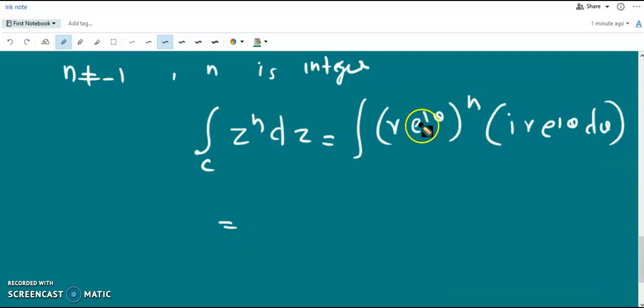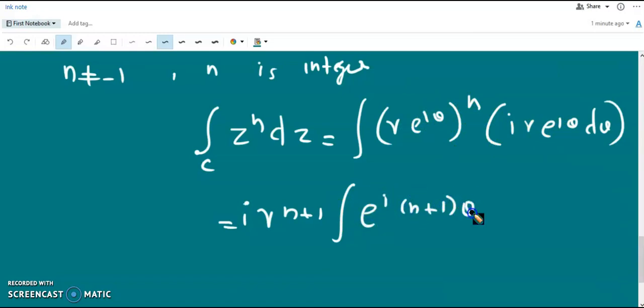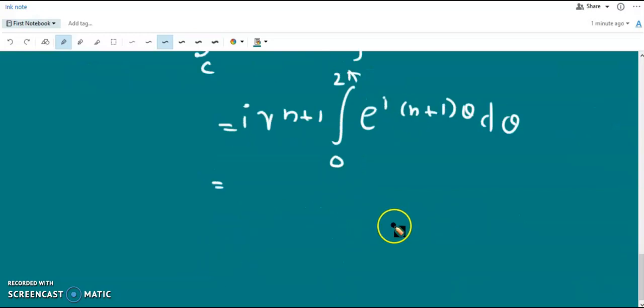Okay, so we can take r to the power n plus 1 outside, and i is also a constant which can be taken outside. We can have e to the power i n theta into e to the power i theta, that is e to the power i (n plus 1) theta d theta. So theta for a circle varies from 0 to 2 pi. So we have i into r to the power n plus 1.